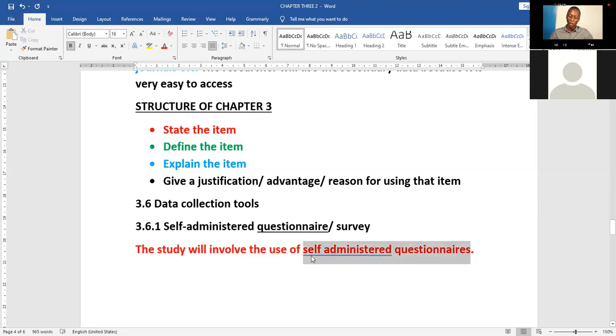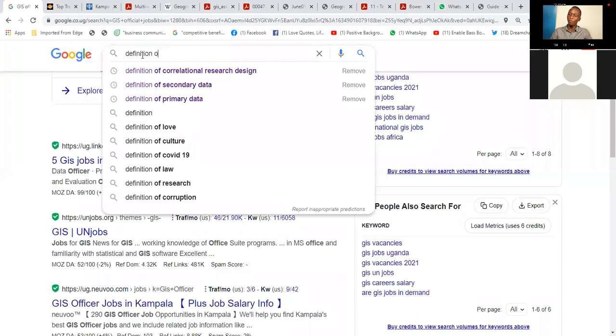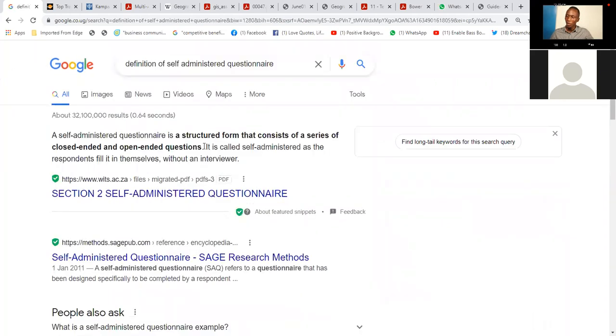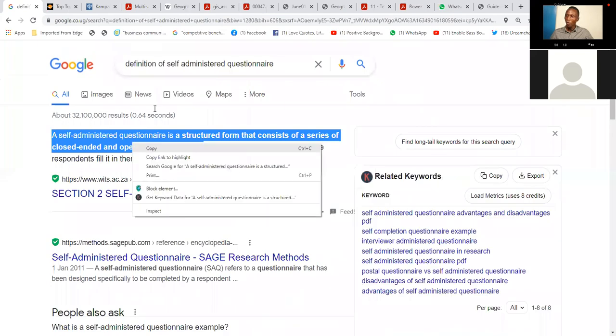In this case, the item is self-administered questionnaire. So we are going to go to the internet, to our Google page, and then we look for the definition of self-administered questionnaire. We can pick this definition, copy it, and take it into our work. Just as simple as that.